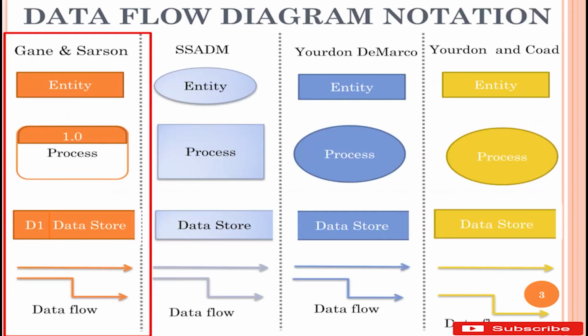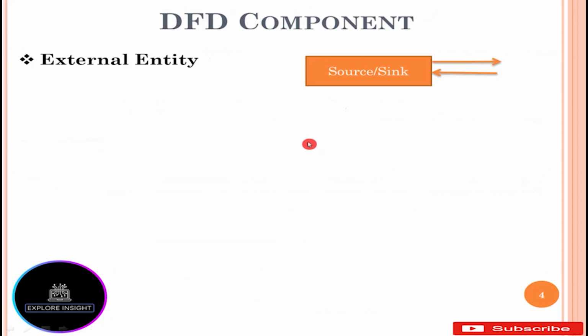Now, in this video, I also want to emphasize the different data flow diagram notations we have, which you can see all here: Gane and Sarson, SSADM, Yourdon, the Yourdon macro, and Yourdon cloud. However, in this video, we'll be emphasizing more on Gane and Sarson, especially using StarUML. Now, let's proceed to talk about the data flow components.